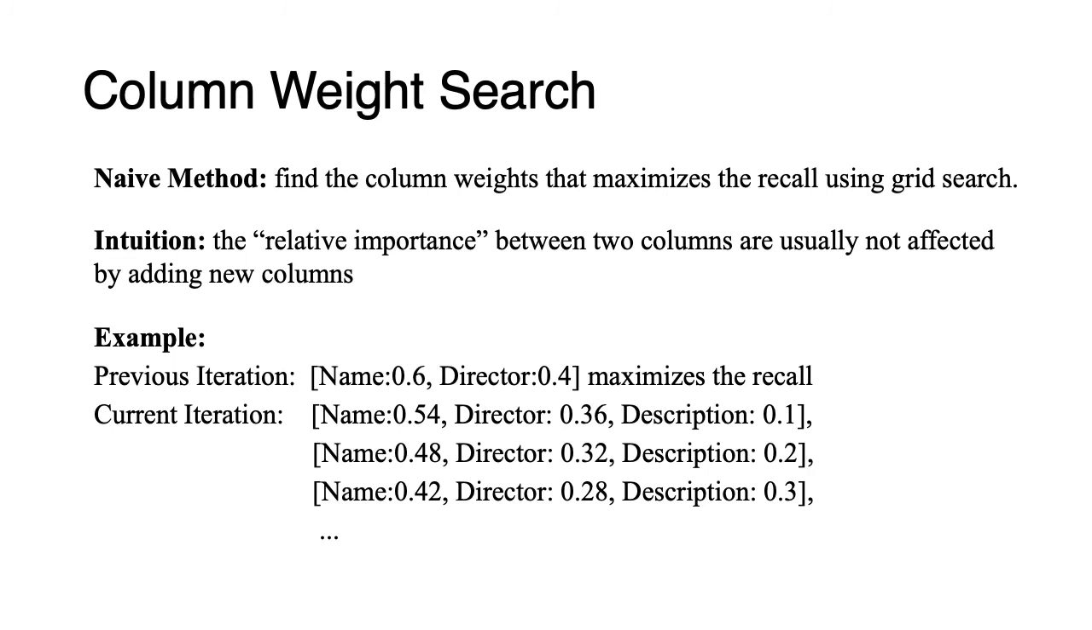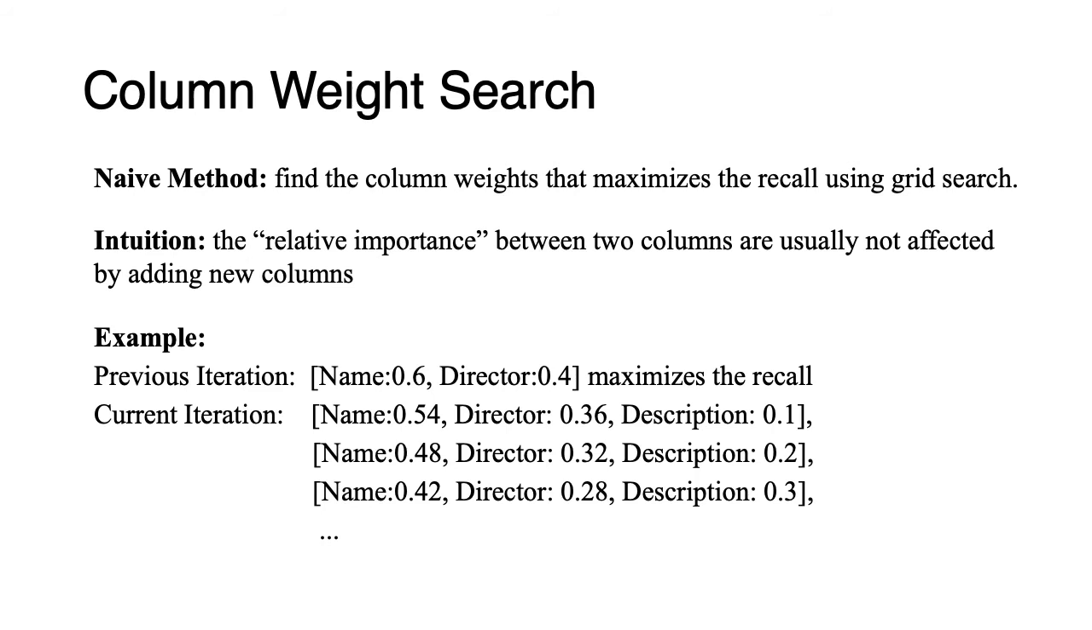Let's use an example to show how this algorithm works. Assume that in the previous iteration, we found that assigning name and director column weights of 0.6 and 0.4 produces the highest recall. At the current iteration, we want to add a new column, description. Instead of trying all possible weights for every column, we only perform a search on the weight of the new column. For example, we try 0.1, 0.2, and so on for the weight of description.